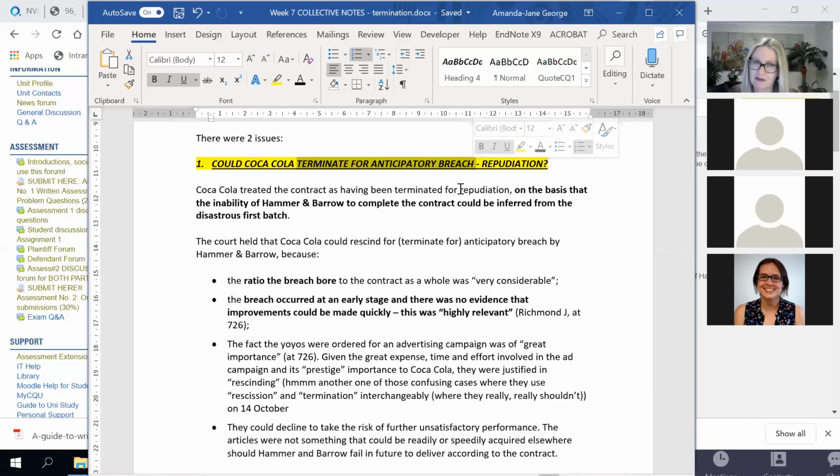And Coca-Cola, I think very rightly, said, we've got this ad campaign. This is all fresh in everyone's minds. We're kind of right in the middle of things. We can't stay with you now and hope that your quality will improve. So on the broader argument, they terminated for anticipatory breach, okay, for repudiation, implied inability to perform, like Koala Tree. Does that make sense?